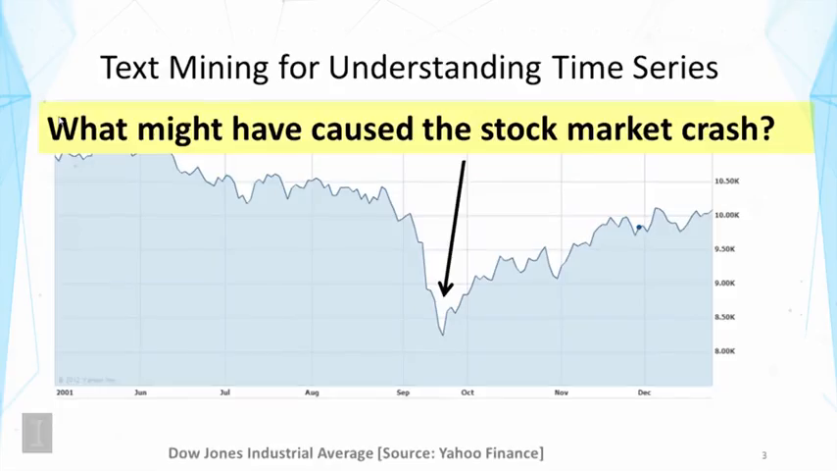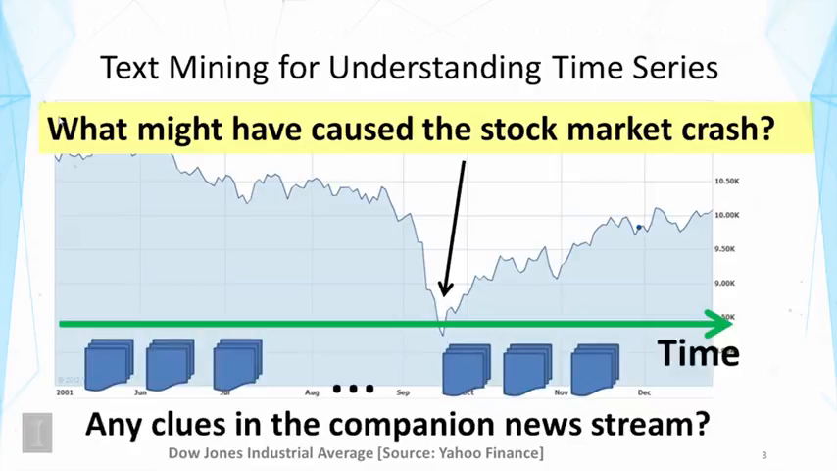In this case, we hope to use text mining to understand a time series. Here what you are seeing is Dow Jones Industrial Average stock price curves, and you see a sudden drop here, right? So one would be interested in knowing what might have caused the stock market crash. Well, if you know the background, you might be able to figure it out if you look at the timestamp, or there are other data that can help us figure it out. But the question here is, can we get some clues about this from the companion news stream?